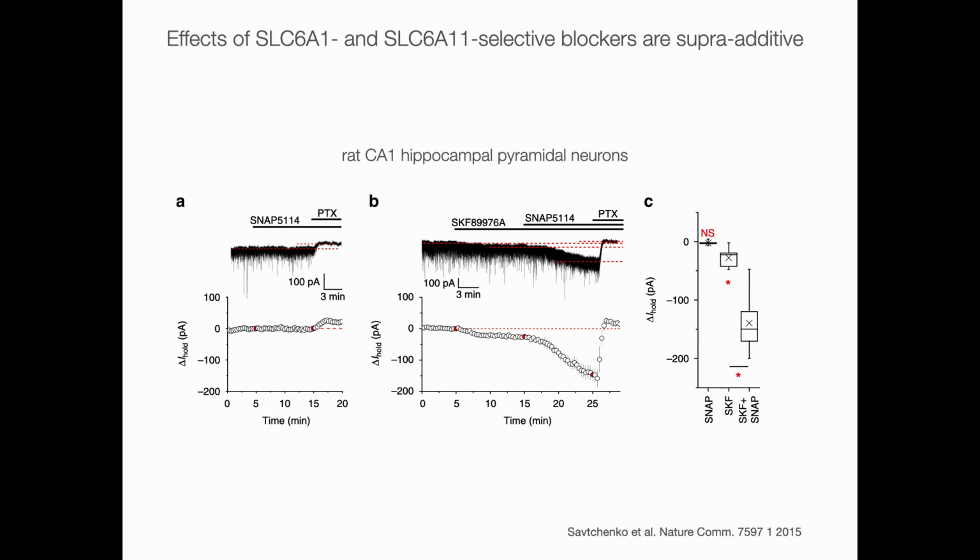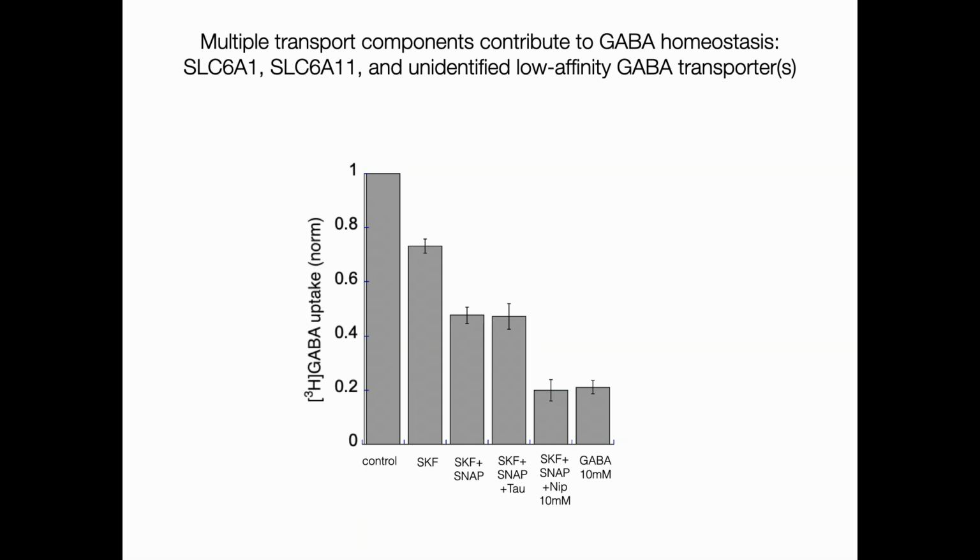But the takeaway message is that SLC6A1 doesn't work by itself in the brain. There are other GABA transporters. Actually, there are at least 3 transporters, 2 in addition to SLC6A1. I'm not going to talk about this data too much, but we think there's also a lower affinity GABA transporter in the brain.